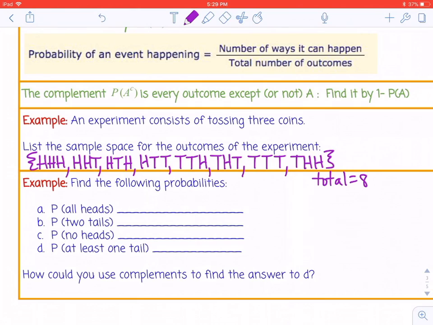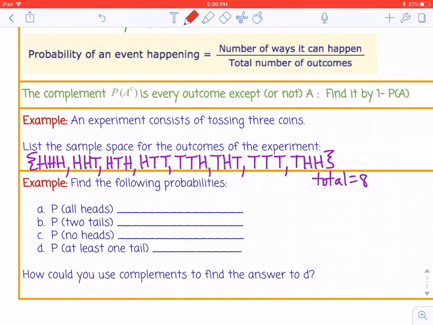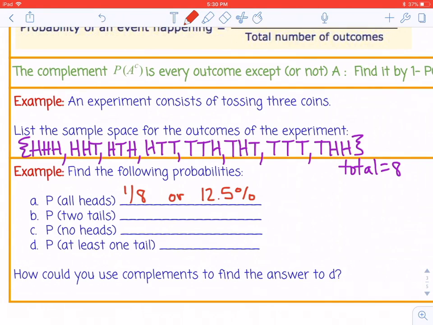So what's the probability of all heads? As you can see, the only time that occurs is 1 out of 8 chances. And then we sometimes can write this as a percent if they ask us to. So that would equal 12.5%. The probability of 2 tails. So 2 tails would have been, let's see, right here is 1, 2, 3 out of 8. And then we could write that as a percent.